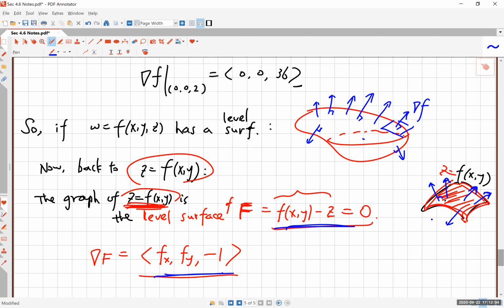Oh, -1 means it's going in the other direction. If you go above or on top of it, it'll be negative fx, negative fy, +1. But anyway, all of these are perpendicular to the graph or the surface. So this explains where that -1 came from. I did explain it in another way when we talked about linear approximation, but that's yet another way to find that -1 is the last component of a normal vector to a tangent plane. Okay, so much for that.